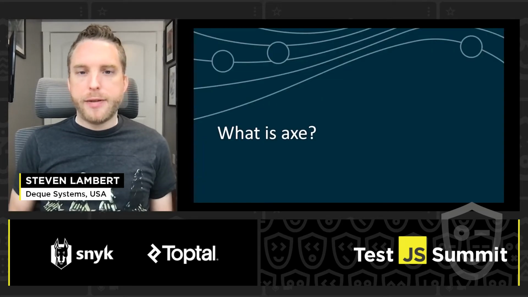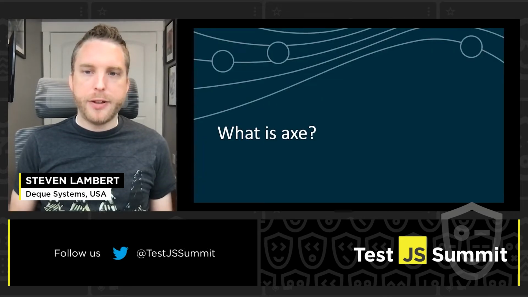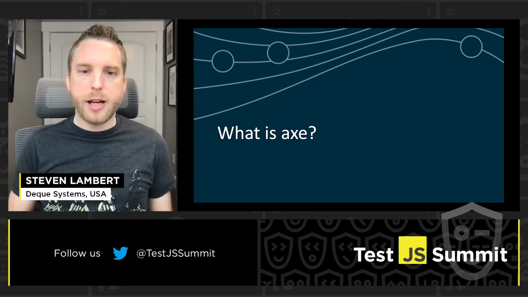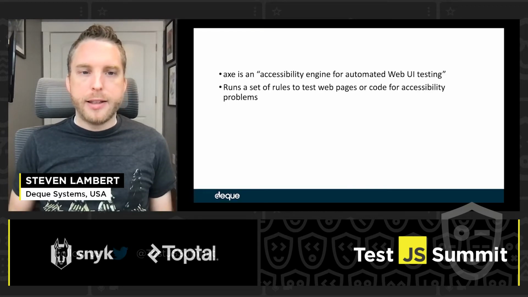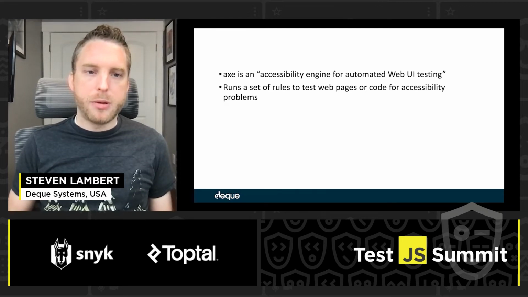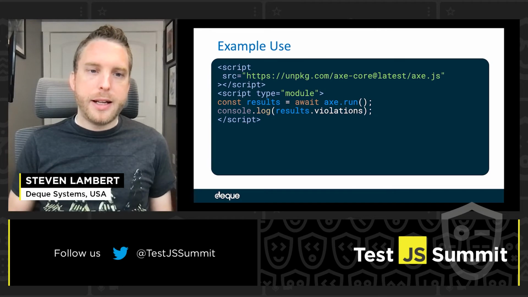Before we dive into how to configure Axe, I first wanted to give a quick overview of what Axe is and how to use it, in case anyone was unfamiliar. Axe is an accessibility engine for automated web UI testing. What that means is that Axe runs a set of rules on a page or your code to test for accessibility problems. Here is an example of how you would use Axe on a web page.